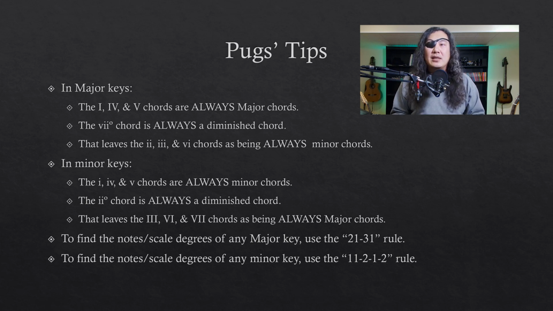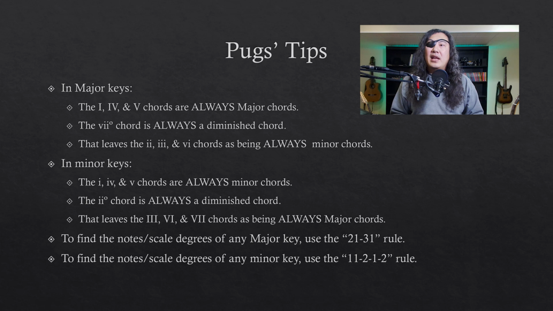In minor keys, remember that 1, 4, and 5 are always minor chords, and that your 2 chord is always your diminished chord, which leaves 3, 6, and 7 by process of elimination as being the major chords in that minor key. 1, 4, 5 is always major in a major key. 1, 4, 5 is always minor in a minor key. 7 is always diminished in a major key. 2 is always diminished in a minor key. Just bake that into your head, and it'll take you very far.